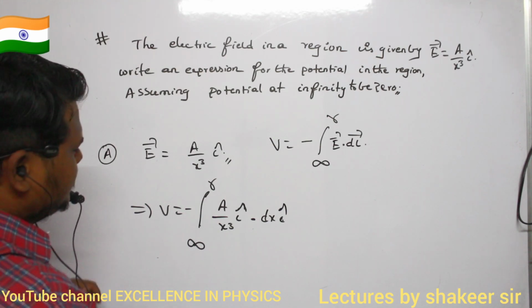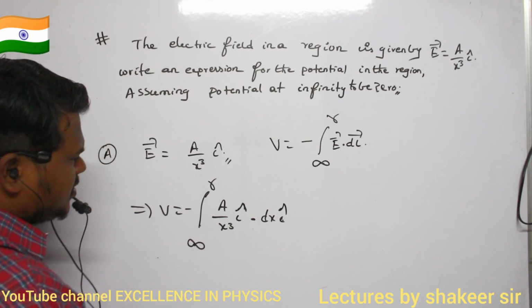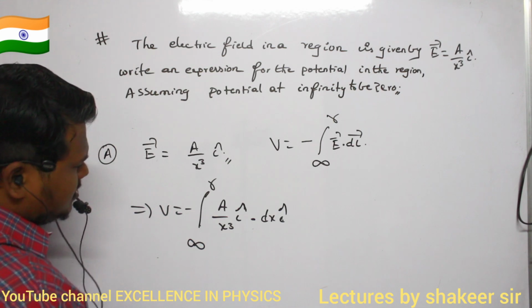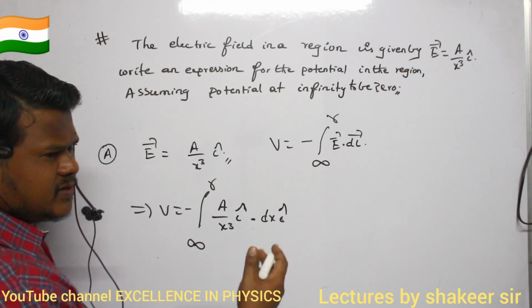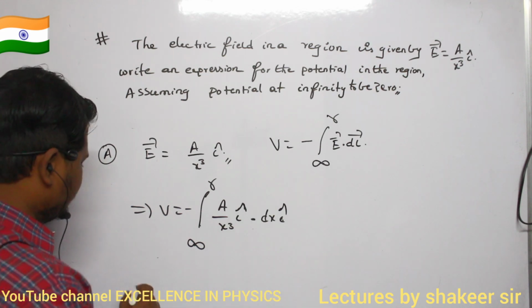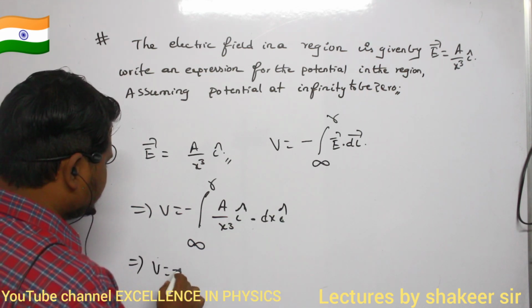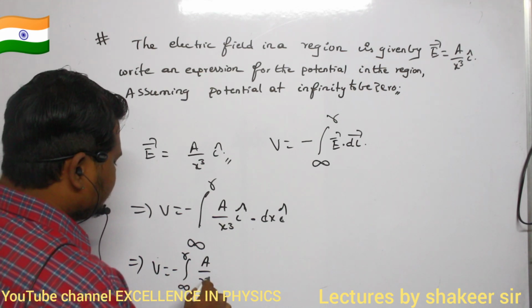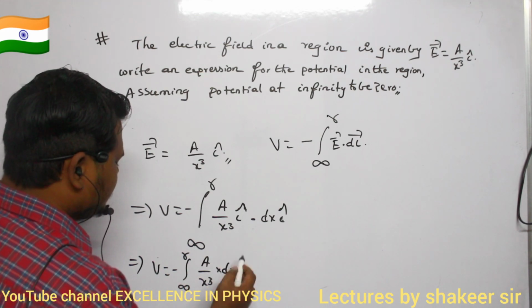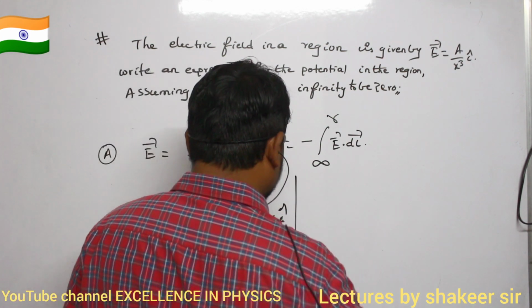Are you able to understand? So this is of the form of a dot product only, no? What is the formula for dot product if vectors are given in component form? x1 x2 plus y1 y2 plus z1 z2. Already we have calculated this one. So V is equal to minus integration from infinity to r of A by x cube into dx. Clear? So what is the calculation?